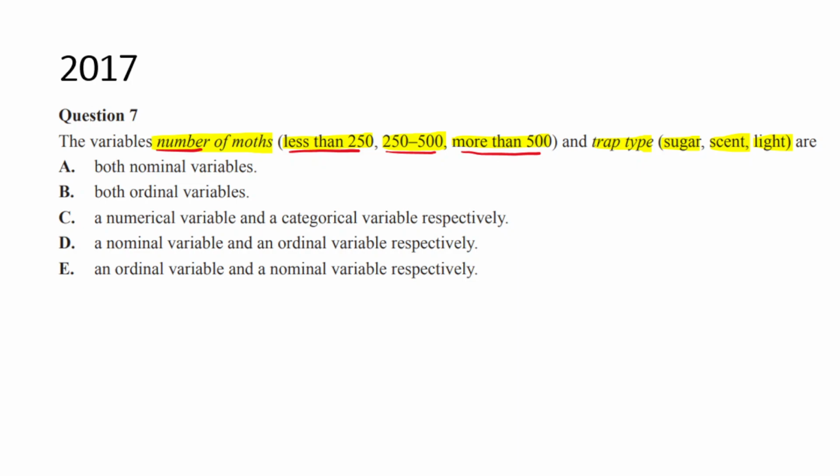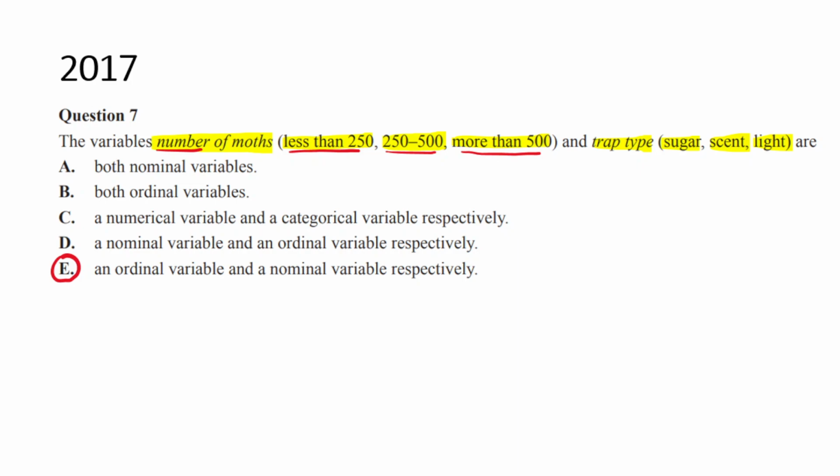Now, trap type, if we look at sugar, scent, and light, there is no implied order to them. So the first variable is ordinal and the second variable is nominal. So we have option E, an ordinal variable and a nominal variable respectively. And that is our answer.